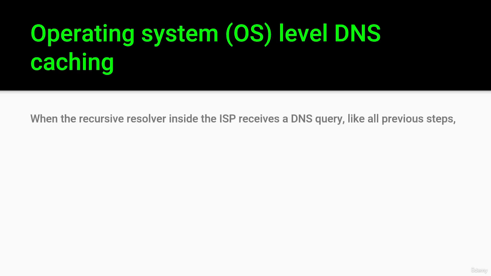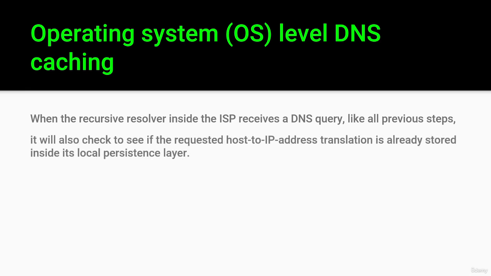And when the recursive resolver inside the ISP receives the DNS query, like all the previous steps, it will also check to see if the requested host to IP address translation is already stored inside its local persistence layer. Alright? Now this was, as we mentioned, the general idea of how DNS works.